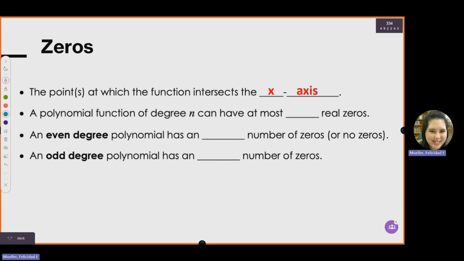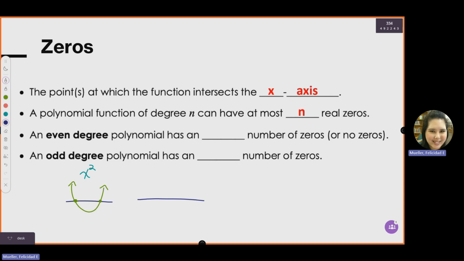A polynomial function of degree n will have at most n real zeros. So what we mean by that is if I have x squared, which I'm going to refer to because we have the most examples of that, I can have at most 2 times for it to cross. It's only going to cross twice. I can't cross more than that. I can cross less, but not more.